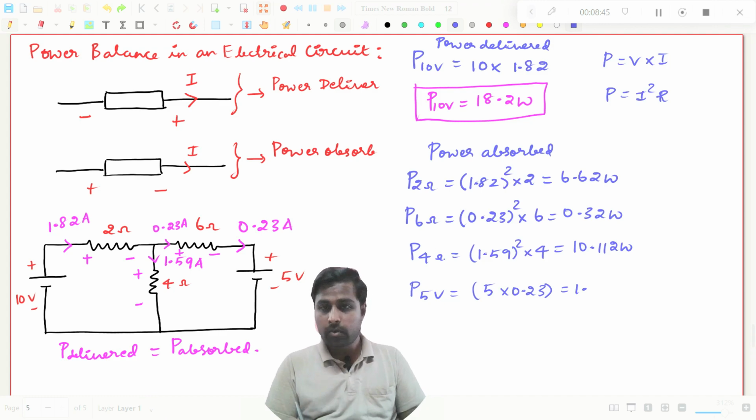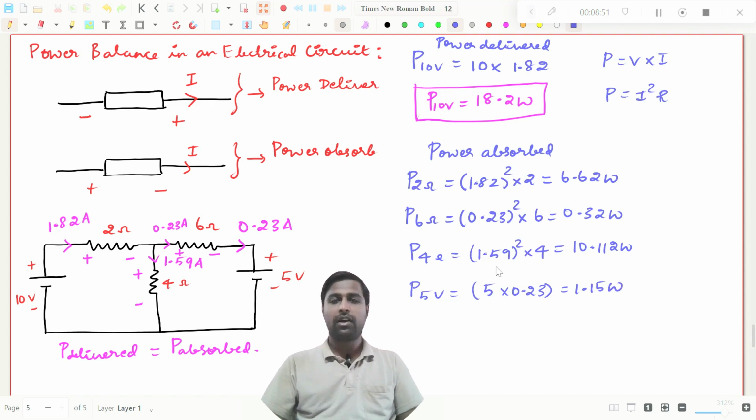Right. Now you see, I will get 1.15 watts. That's all. Now you see, what I have already told you, power delivered will be equal to power absorbed. That should be equal, right? Now I have written what is power delivered, that is nothing but 18.2 watts, and power absorbed by the 4 elements in this circuit. So I have solved all the power absorbed by the elements. What is the value of power absorbed, right?